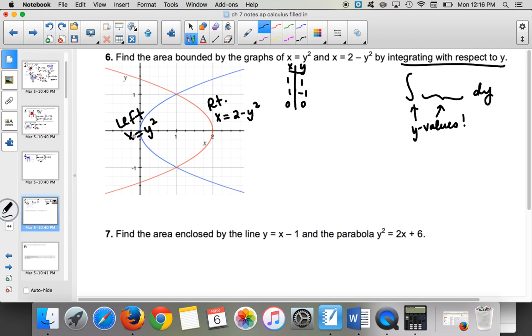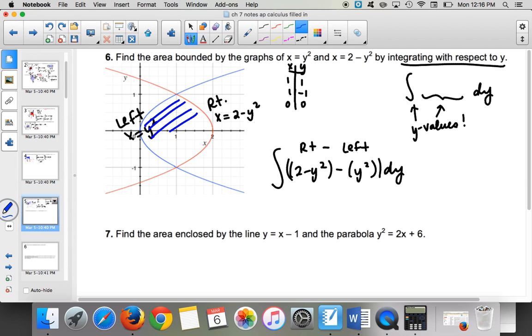Okay? All right, so we're going to do the right minus the left when we set this up. Our right curve was 2 minus y squared, and the left curve was y squared. And our y values, if I shaded this area, what two y values am I between? Negative 1 to 1. Yep, negative 1 to 1. Those are y's.